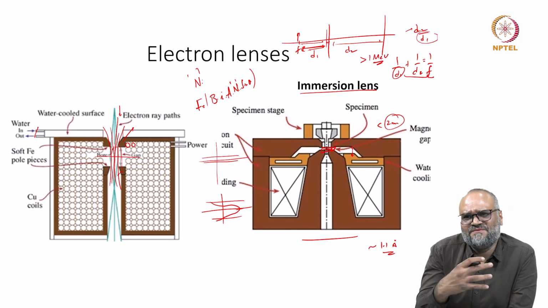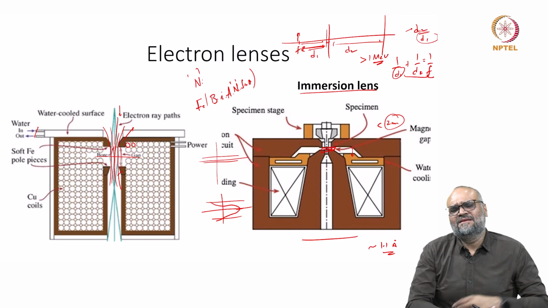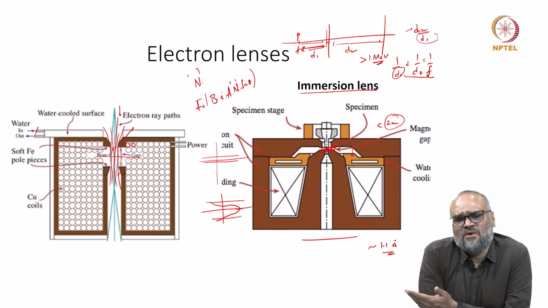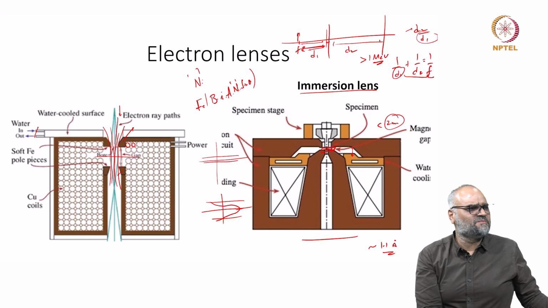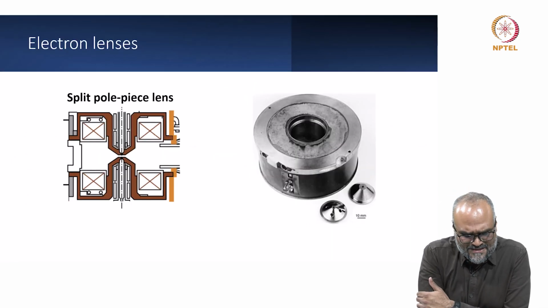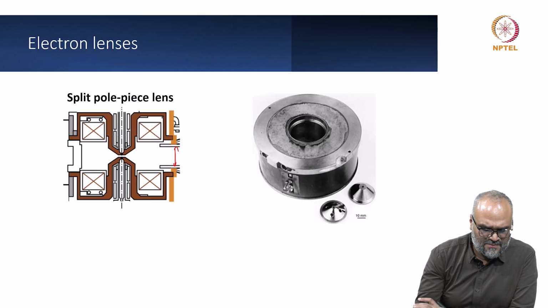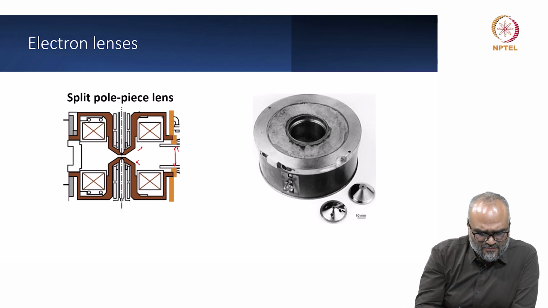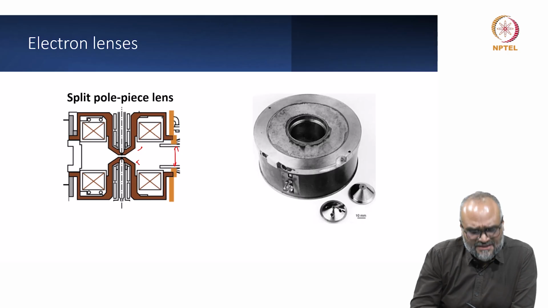So with all these physical restrictions and with the improvements in instrumentation and electron microscopes, people move towards the more modern split pole piece type of a lens construction. So let me show you how the split pole piece design looks like. In a split pole piece lens, unlike the immersion lens, you have a gap in between the pole piece. I have these kind of truncated conical structures which are pole pieces, again a soft ferromagnetic material.